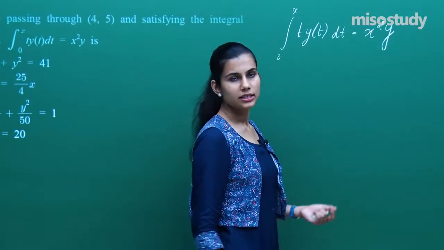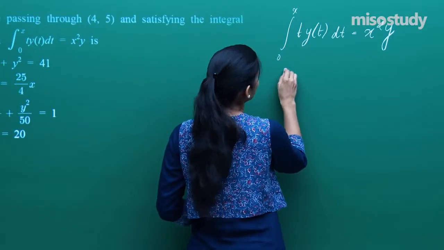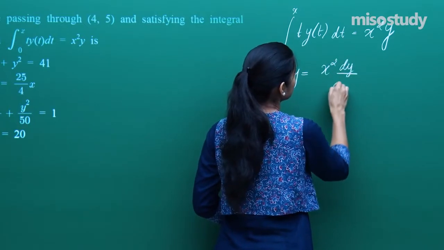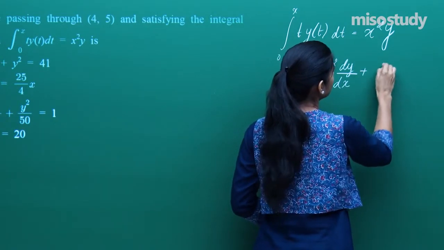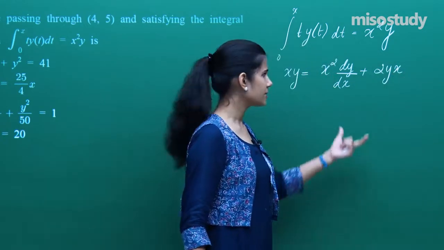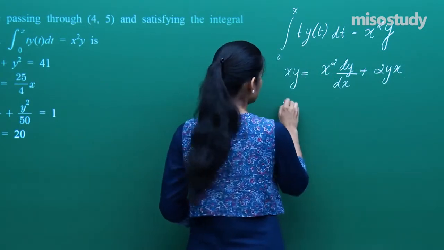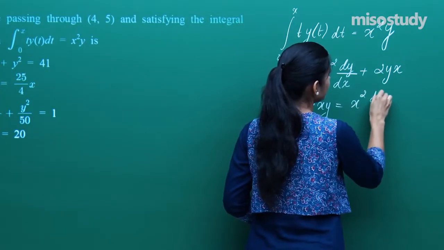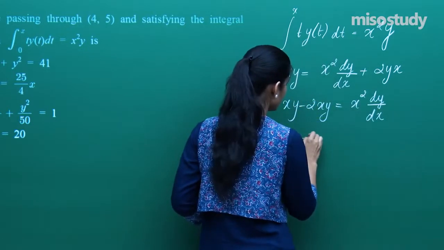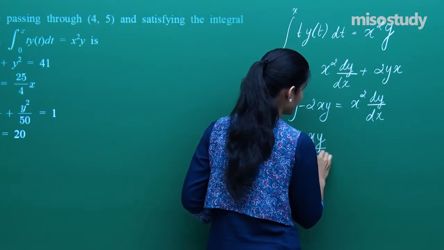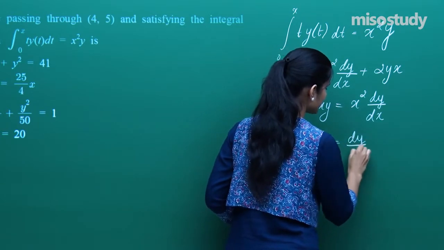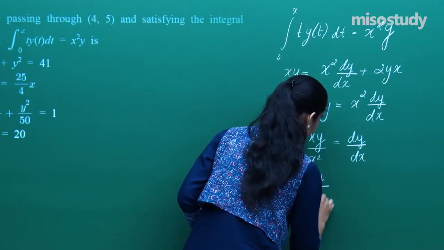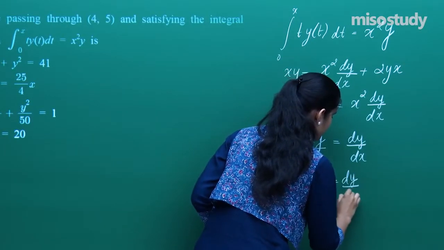When I differentiate this, I get xy equals x square dy by dx plus y into 2x. I just applied the chain rule. Now what you get is xy minus 2xy equals x square dy by dx. This gives you minus xy upon x square equals dy by dx. Right? From here you get minus y by x equals dy by dx.